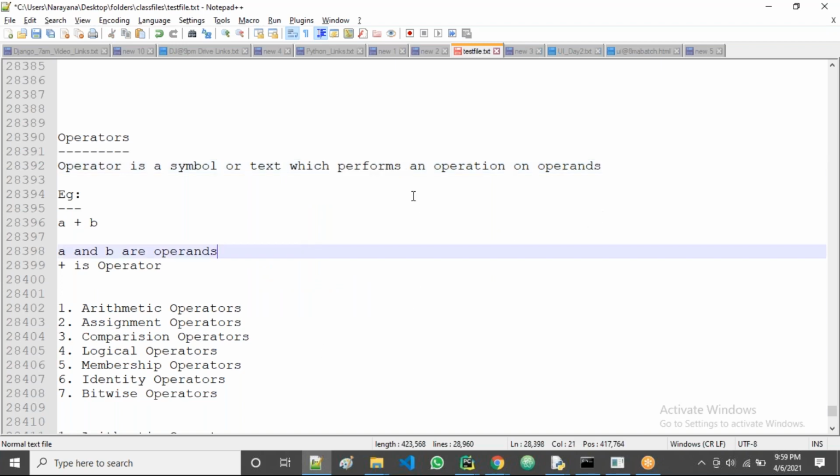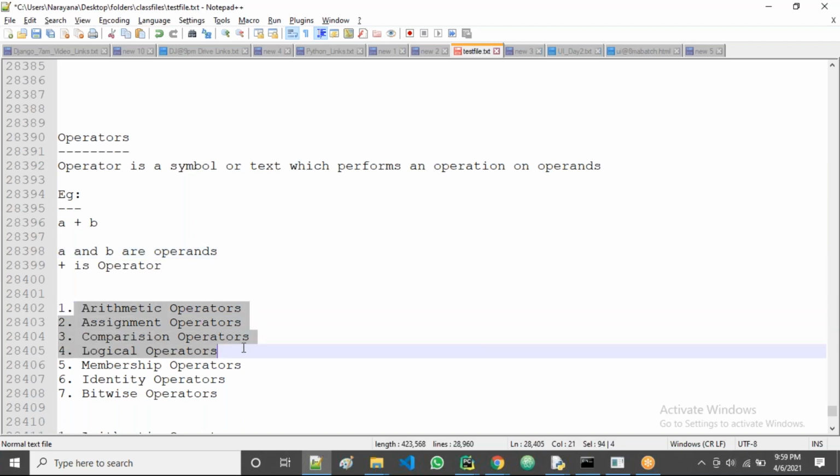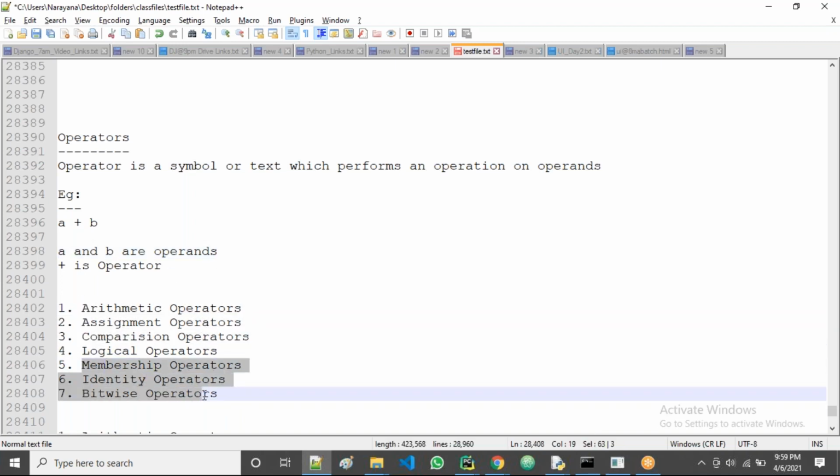So yes guys, we have seen these four operators now. In the next class we'll see these three operators, which are membership, identity, and bitwise, guys.